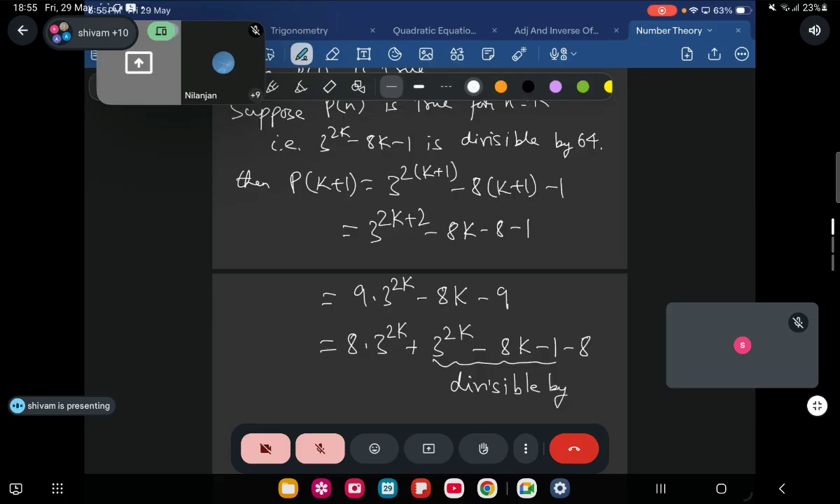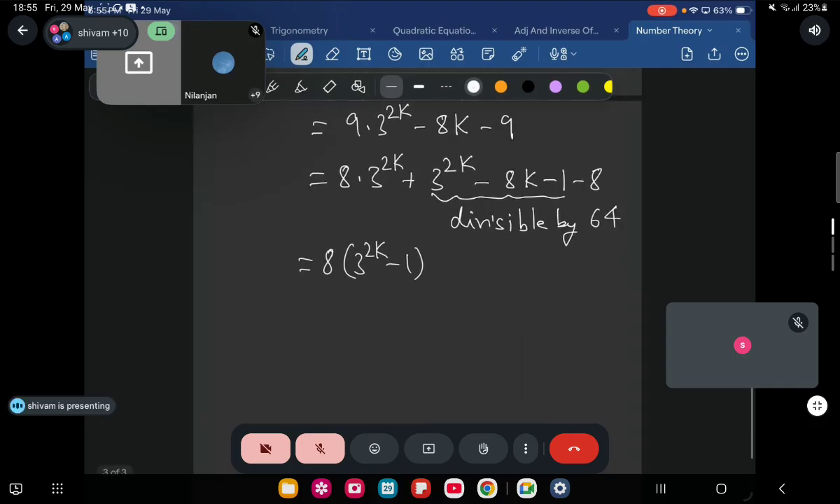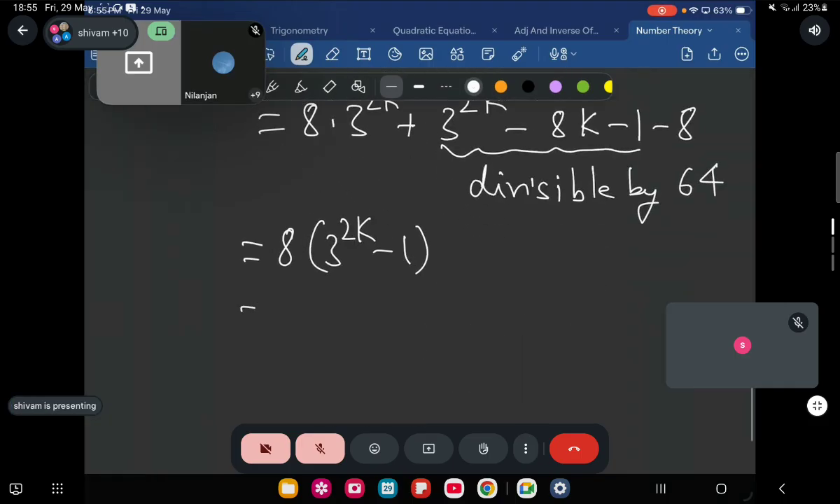Divisible by 64. Okay, next the remaining terms. When you take 8 common, you are going to get 3 to the power 2k minus 1. Now we have to focus on this one, plus 64k. So 8 into 3 to the power 2k minus 1. If I just prove that this is divisible by 8, then that means my problem is done.